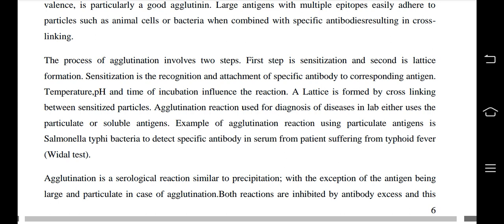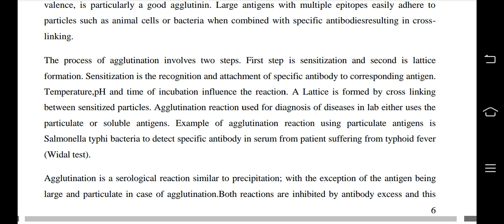Sensitization is recognition and attachment of specific antibody to corresponding antigen. Temperature, pH, and time of incubation influence the reaction. A lattice is formed by cross-linking between sensitized particles. Agglutination reactions used for diagnosis of disease in the lab use either particulate or soluble antigens. An example of an agglutination reaction using particulate antigen is the Widal test, using Salmonella typhi bacteria to detect specific antibody in serum from patients suffering from typhoid fever.